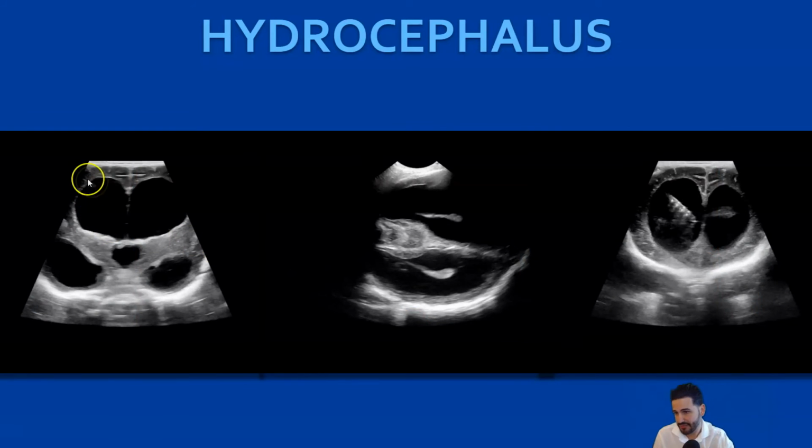Here's another case of hydrocephalus, very large ventricles. You can see how thin the parenchyma is. This is in transverse. You can see the choroid plexus. Oftentimes, depending on the position of the head, you can see the choroid plexus actually dangling. And here's the same patient with a reservoir.